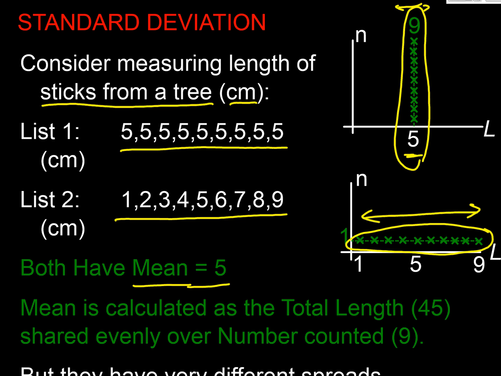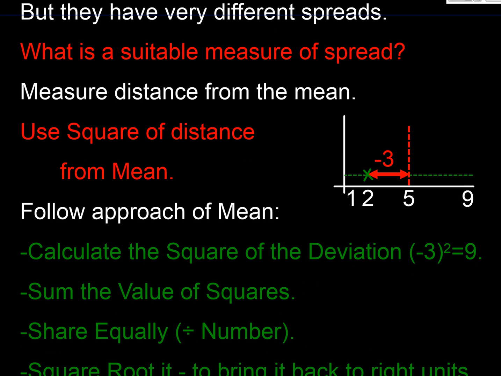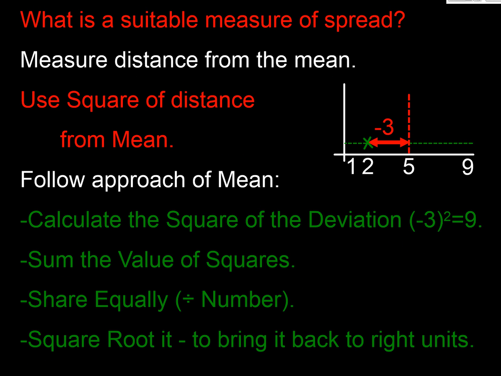So how do we calculate the mean? Well, the mean is calculated as the total length. So we find all of those, add them up to 45, and then we share it equally out over all the number of sticks counted, which in this case was 9. So we now need to look at a measure of spread. What is a suitable measure?